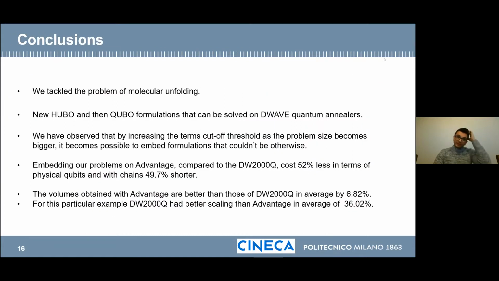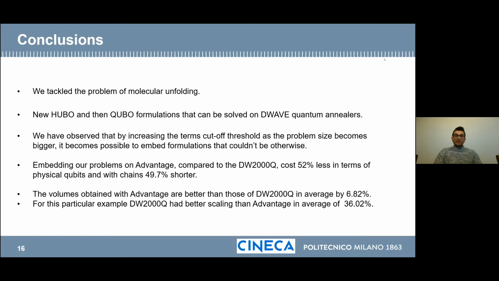The conclusions. We tackled the problem of molecular unfolding, and we created new HUBO and QUBO formulations that could be solved on real D-Wave quantum annealers. We have observed that by increasing the terms cutoff threshold, as the problem size becomes bigger, it becomes possible to embed formulations that couldn't be otherwise.